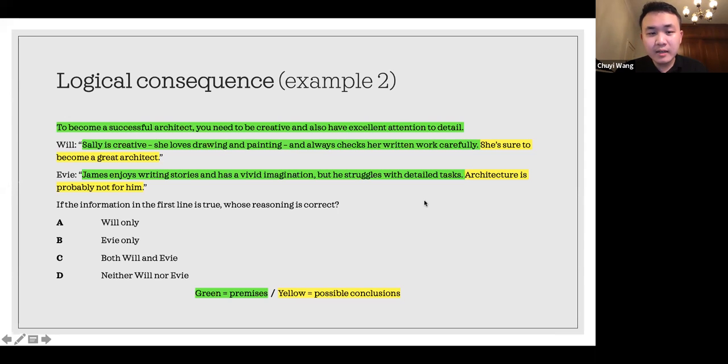So do we think Sally has come to the right conclusion there? Well, it seems like Sally has come to the right conclusion there. Oh, sorry, Will has come to the right conclusion there. Has he or has he not? Anyone?